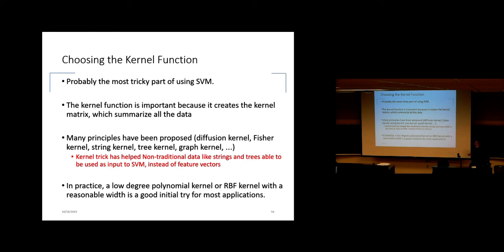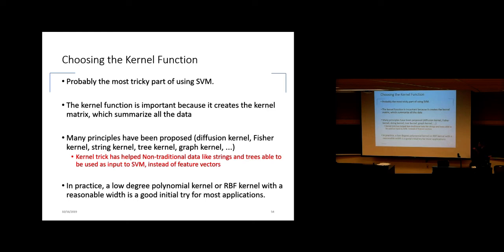Now next, the most tricky part of using SVM is what kernel function to use. The kernel function is important because it summarizes almost everything about the data. I don't even use X at all. I only use K, that matrix of kernel pairwise similarity relationships.